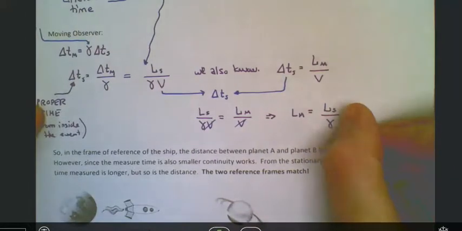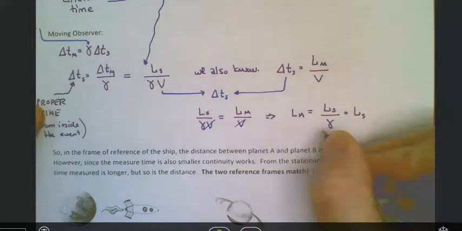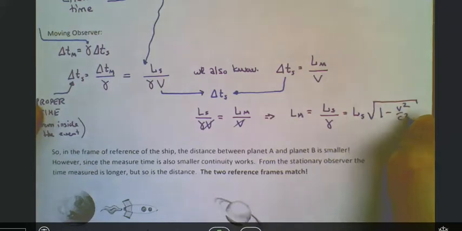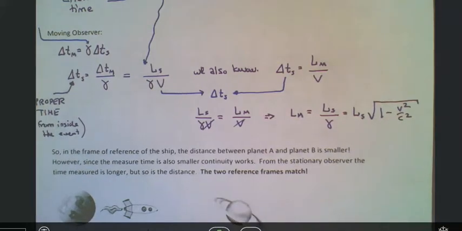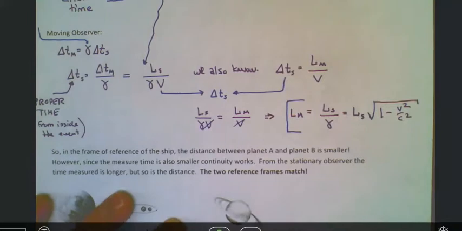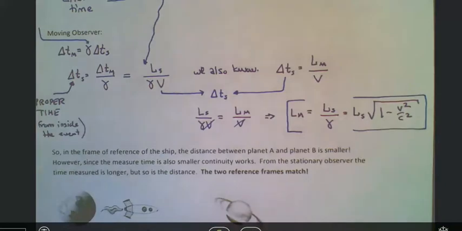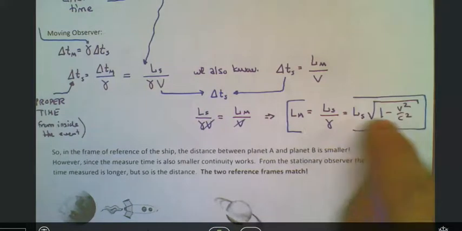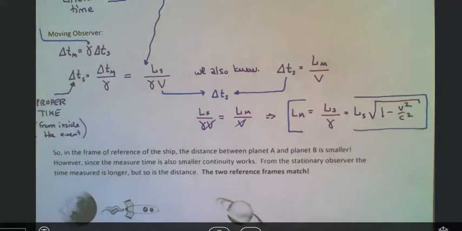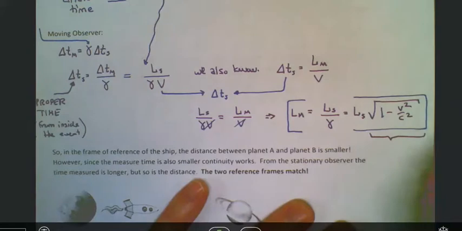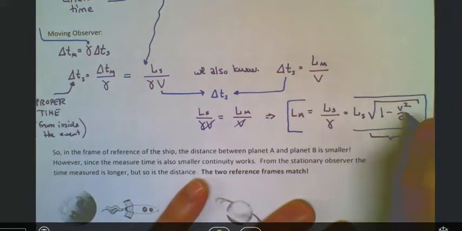Well, that means that if I wrote this out, it would be Ls times 1 over gamma, which is in fact just the square root of 1 minus v squared over c squared. So we end up with this equation: the distance the person in the ship measures is the proper distance, the measurement from A to B by the person watching, multiplied by 1 over gamma, or this factor. And what's really interesting, of course, is that we know that this piece of information here is always less than or equal to 1.